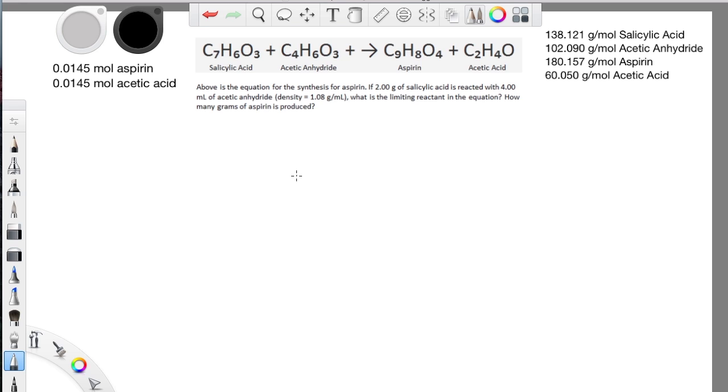Given the volume of acetic anhydride we have and the density, now we have to find the mass. So if you recall, density equals mass over volume. Density is 1.08 grams per milliliter, and we're finding the mass over 4.00 milliliters. Now we need to find the grams. We have 4.32 grams of acetic anhydride, and I'm going to abbreviate that as AA.